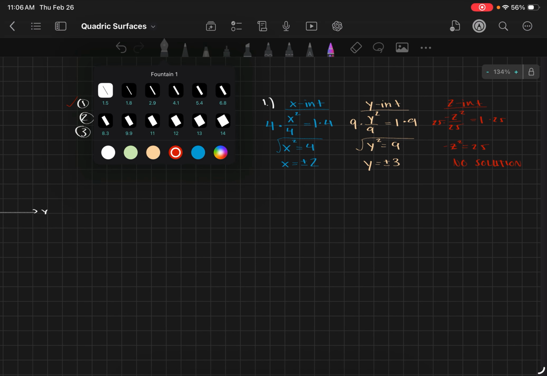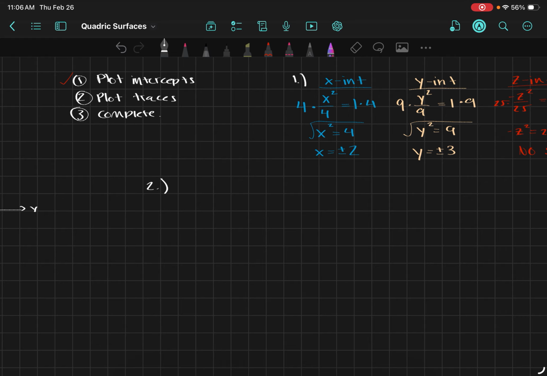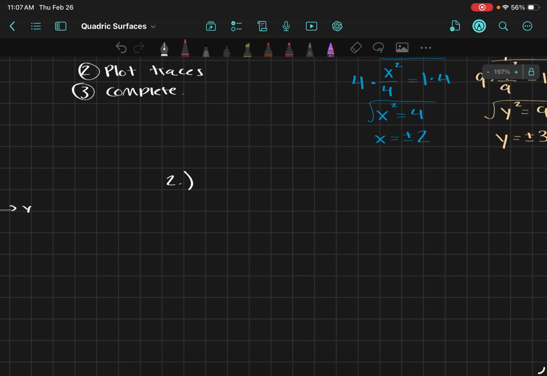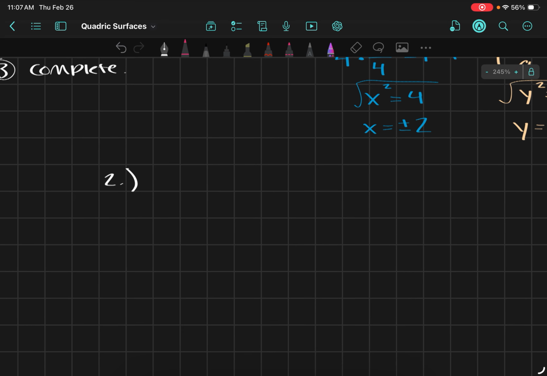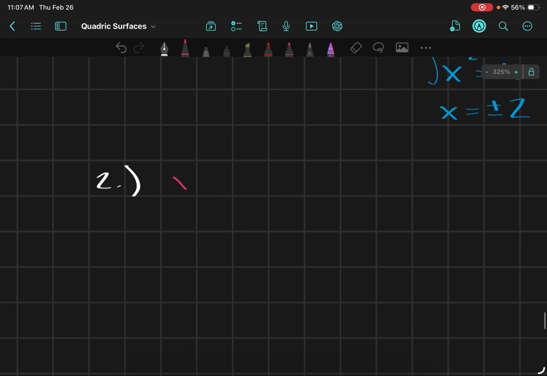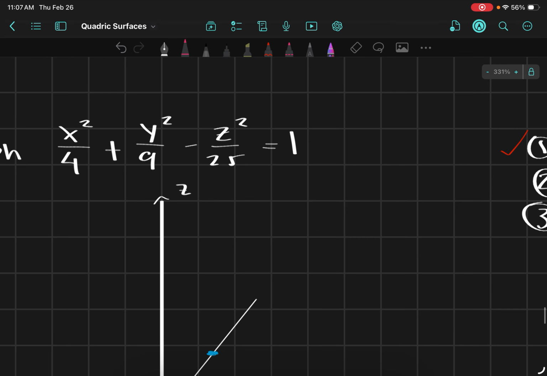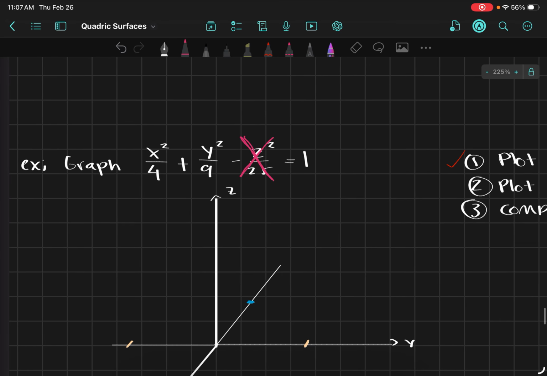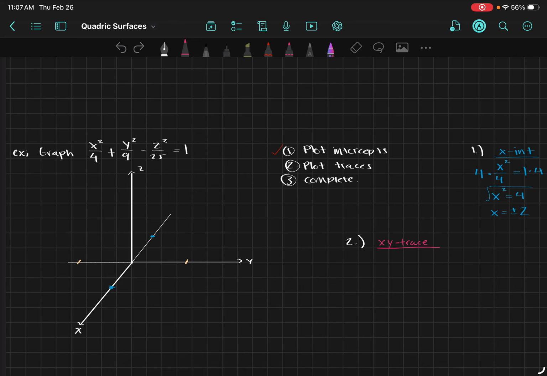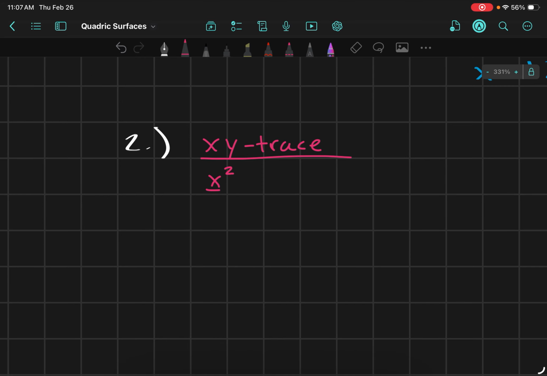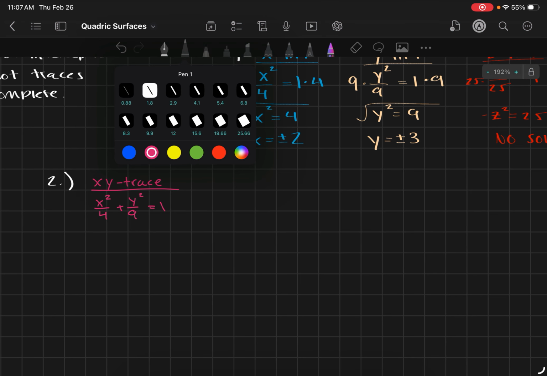Step number 2. Let's give ourselves some more room for this one. We are going to want to plot our traces now. Let's do our xy trace. I like to go in order. Set our z equal to 0, meaning we have x squared over 4 plus y squared over 9 is equal to 1. That is going to be our xy trace.